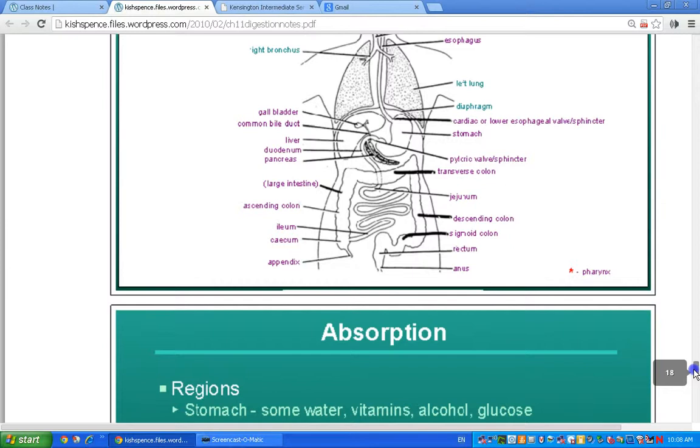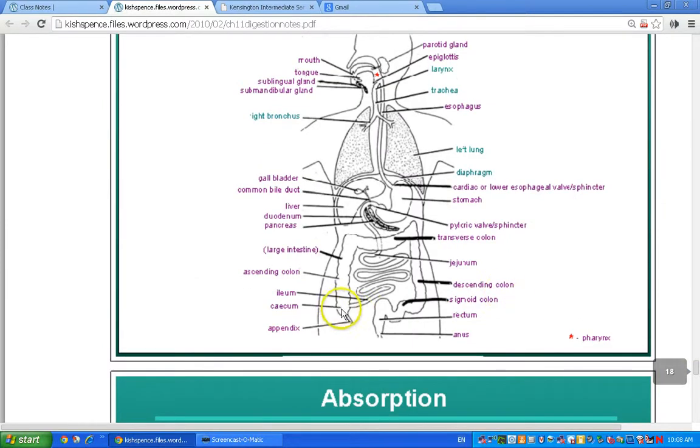So let's label it on the diagram. The first part of the large intestine is the cecum. The part going upwards is the ascending colon. The part going across is the transverse colon. So this is an extra line. There's two lines here, so we're going to use one of them just to say large intestine. The one going downward is the descending colon. And then the S-shaped part is the sigmoid colon. And the last part is the rectum, and then the opening at the end is the anus.